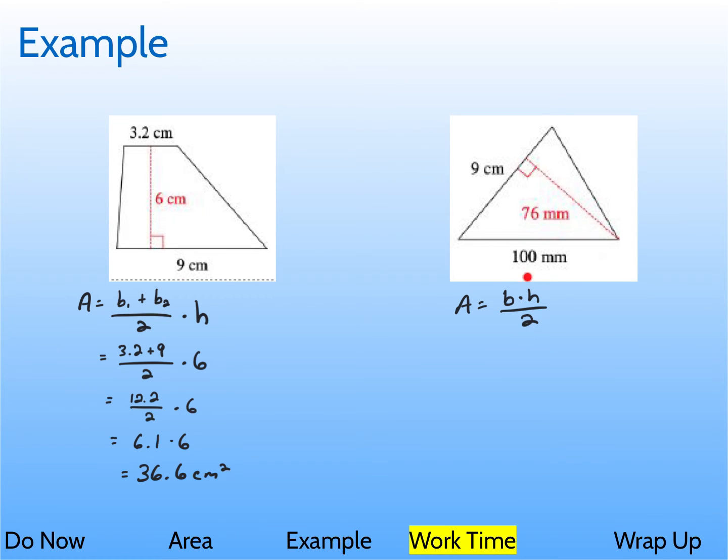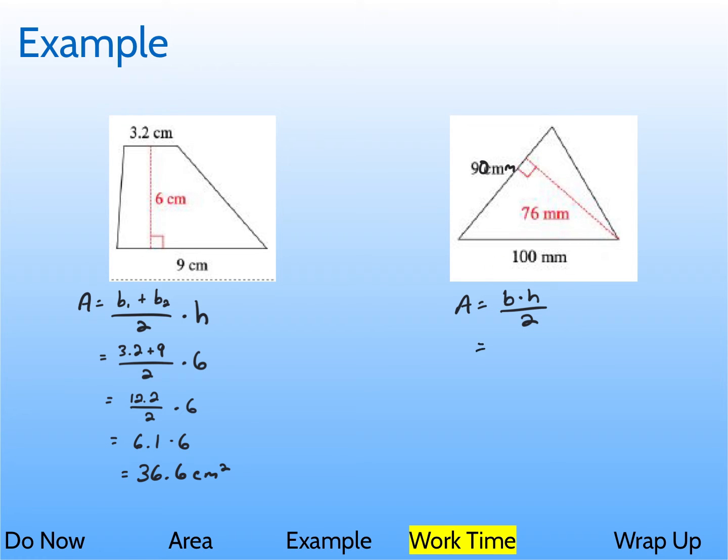base times height divided by 2. Now, one quick thing here. This says 9 centimeters. I'm going to change that really quick to 90 millimeters, so we're working with the same units for everything, and then that'll make our life just a little bit easier. So with this, we've got to find which one's the base, which one's the height. And remember, the base and the height are always perpendicular to each other. You've got that right angle there. So this and this are the base and the height. We're not even going to use this 100 millimeters, not even once.